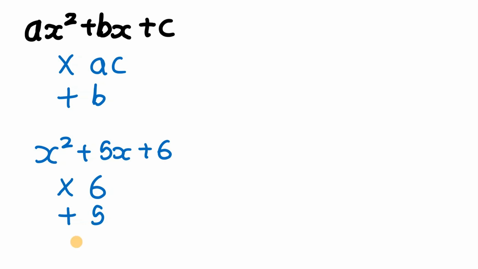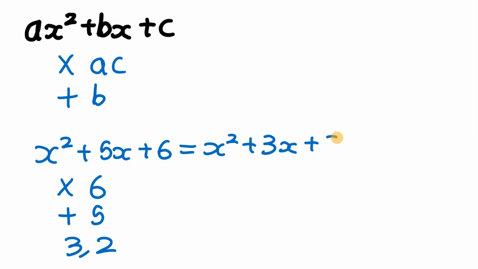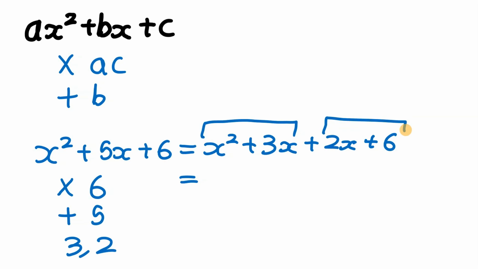And if you think about this, the two numbers that you can use are 3 and 2. They multiply together to give 6 and they add together to get 5, okay? Now what we're going to do here, this 5x, we're going to split this up into 3x plus 2x. So we're going to write this as x squared plus 3x plus 2x plus 6. It doesn't matter which way you write this round, okay? And what we're going to do here, these two expressions here, we're going to factorise these individually.